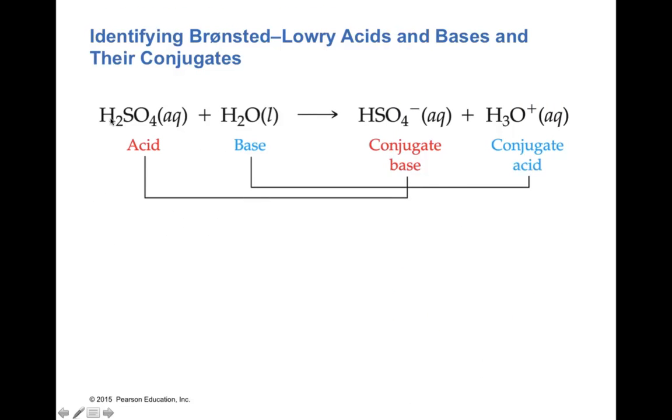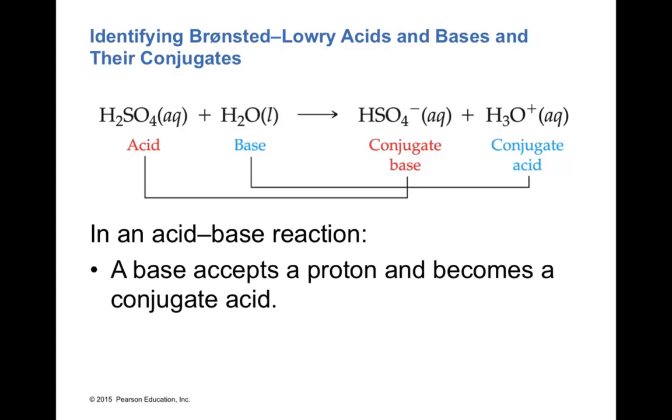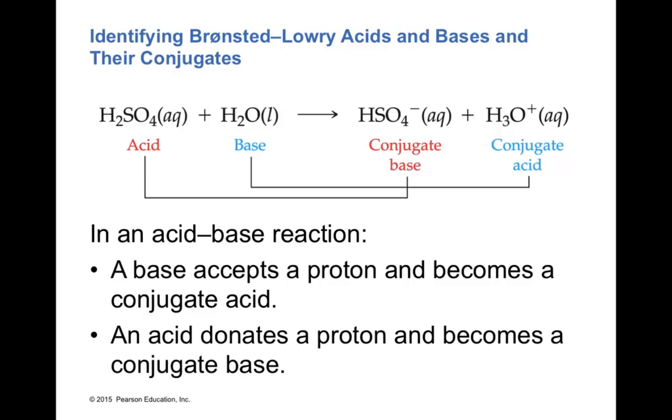So here we have sulfuric acid and water, and here we have the HSO4- and the hydronium ion. So this is the acid and this is the conjugate base. This is the base and this is the conjugate acid. Okay, so how can we identify which one is the acid and which one is the base? Because when we see the products, we see that this one lost one hydrogen from here, so this one must release that hydrogen. So the ones that donate or give those hydrogens are known as the acid. In an acid-base reaction, a base accepts a proton and becomes a conjugate acid, and the acid donates a proton and becomes a conjugate base.